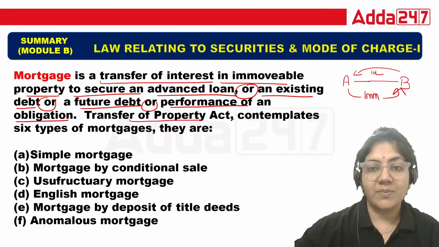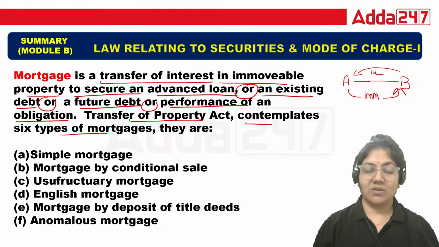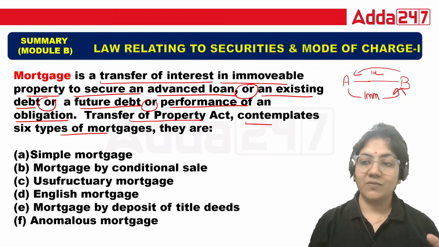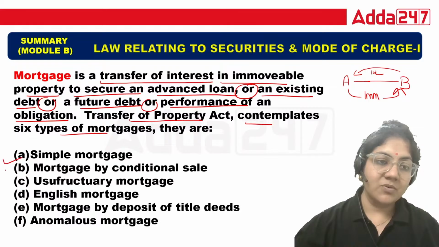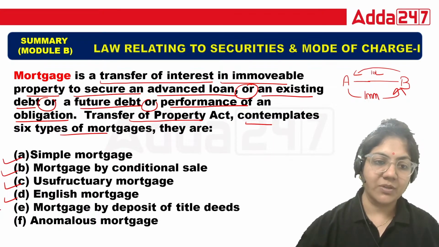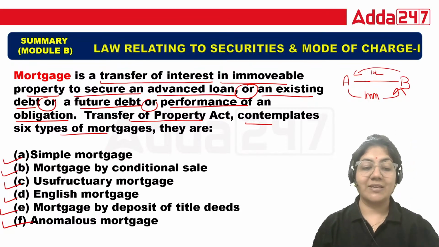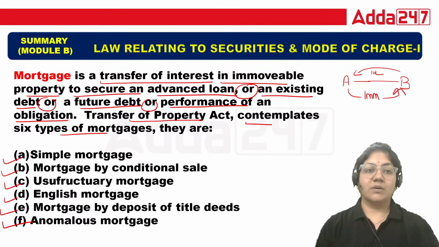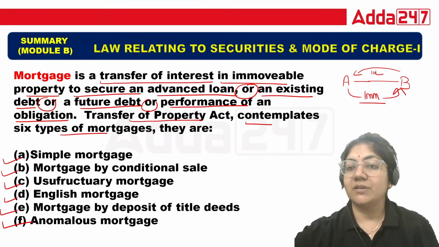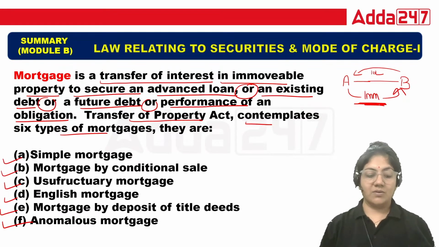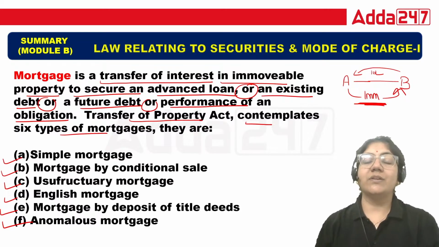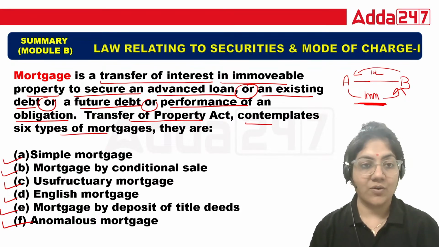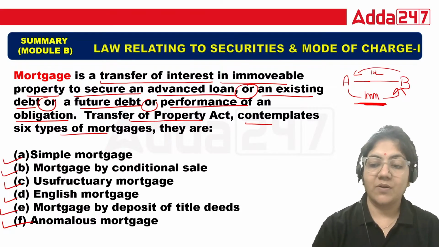So the transfer of property contemplates 6 types of mortgage. We will discuss each type of mortgage. So first of all, we have to study simple mortgage, mortgage by conditional sale, usufructuary mortgage, English mortgage, mortgage by deposit of title deed, and anomalous mortgage. So these are the 6 types of mortgage that we are going to discuss. If I talk about the mortgage, in mortgage we have an immovable property as a security. And if we talk about the pledge, we are giving movable property as a security. So this is the concept of the term mortgage.